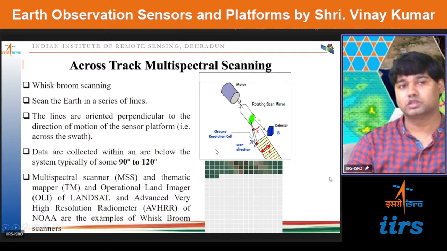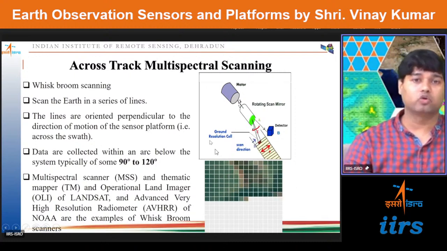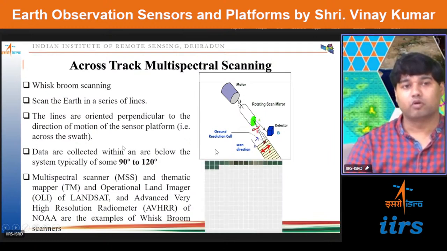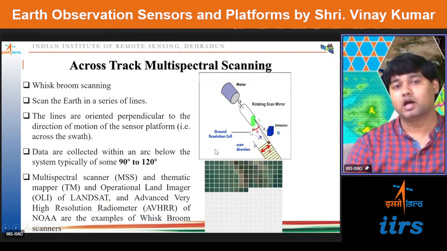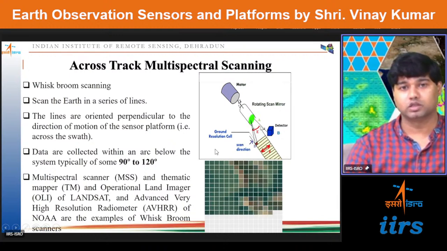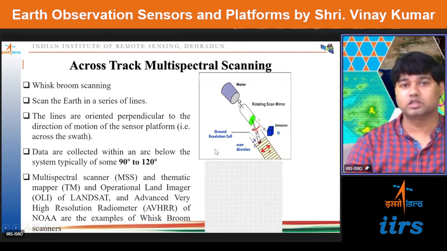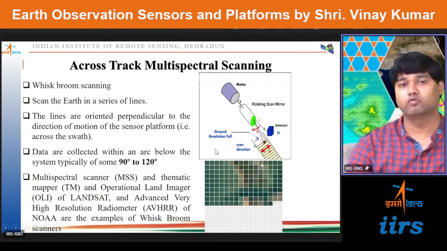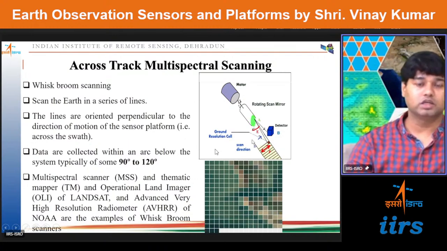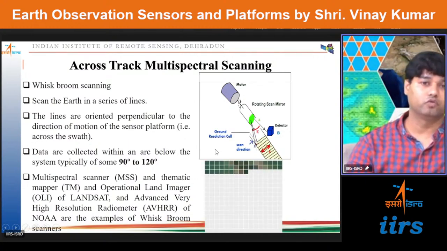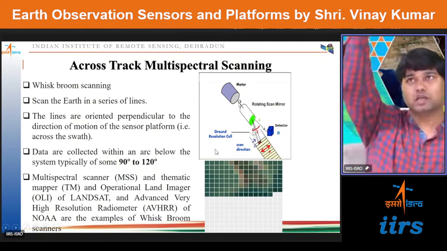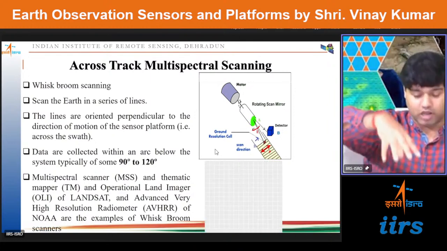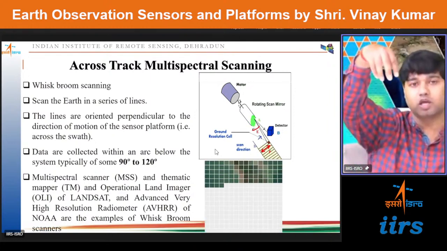You can see how this is acquiring, and the lines are oriented perpendicular to the direction of motion of the sensor platform, and data are collected within an arc of 90 to 120 degrees. Here, this P covers around a 90 to 120 degree angle, which is called the field of view. This particular C is the instantaneous field of view, meaning whatever detector is there makes a solid cone, and that particular angle or area is instantly viewed by the detector.